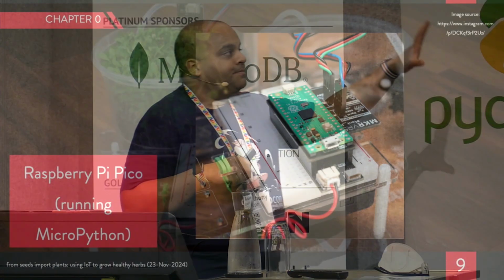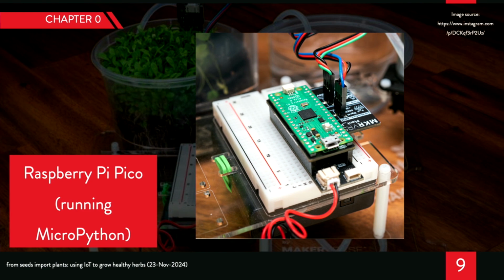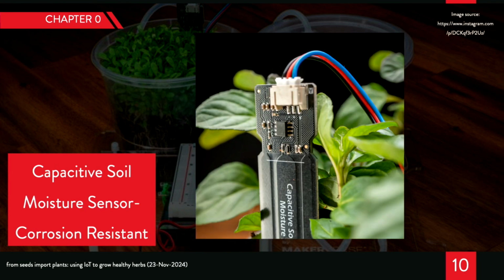So the brains behind this one is the Raspberry Pi Pico. Because this is a Python conference, it's running MicroPython. So it's reading some IoT sensors, controlling other devices, and operating as we would expect. And this device here that measures the reading is a capacitive soil moisture sensor.